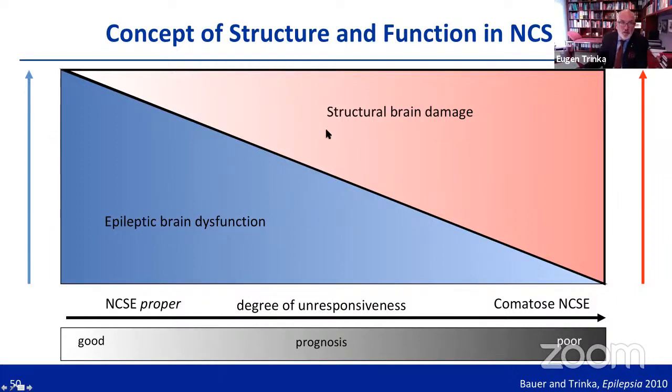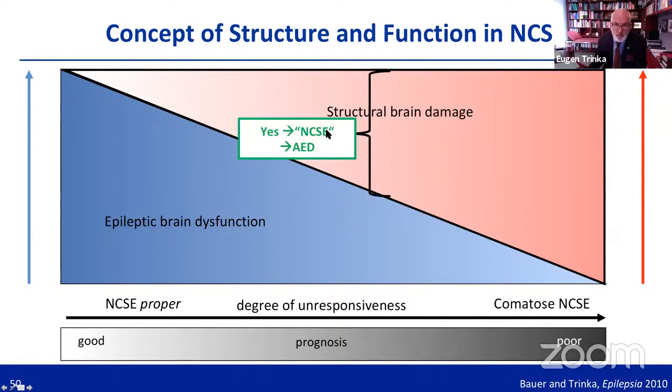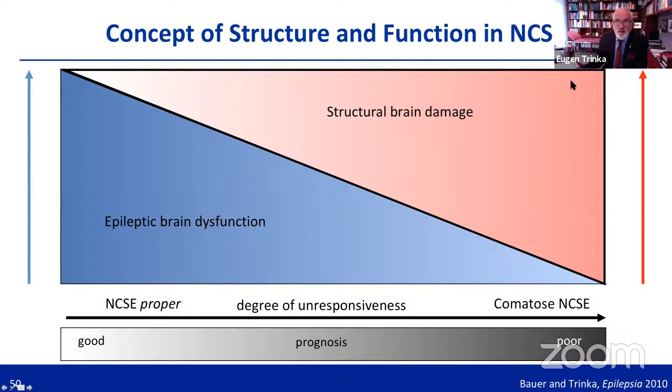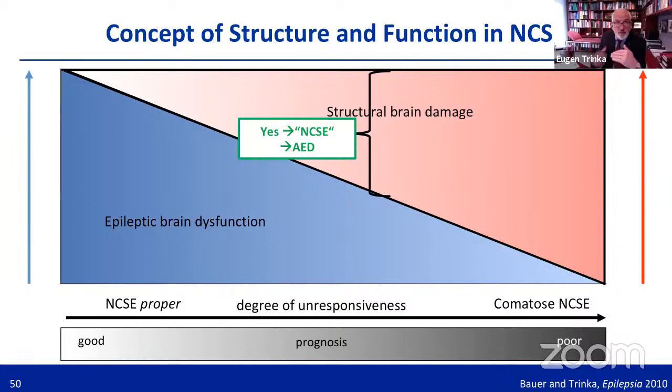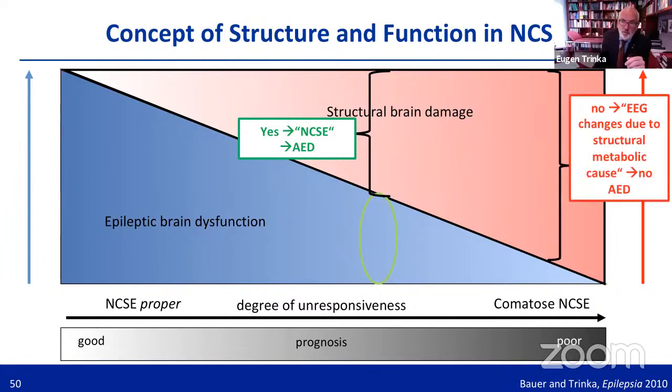Here you have an intermediate group with the prognosis. You have epileptic brain dysfunction, but you have a considerable amount of structural brain damage. And here you have the comatose group, and the prognosis is poor, and the structural brain damage prevails, and this probably makes the diagnosis. So if there is something to gain, let's call it mismatch, you can treat the epileptic dysfunction, you can decrease the metabolic demand, and you can hopefully improve the prognosis. But if there is nothing to win because structural brain damage prevails, the patient is in deep coma, and there's only minor contribution of the epileptic brain dysfunction, probably anti-epileptic drugs don't help.